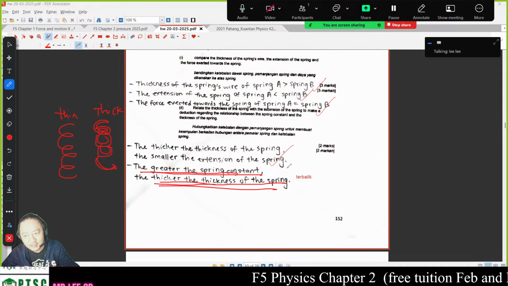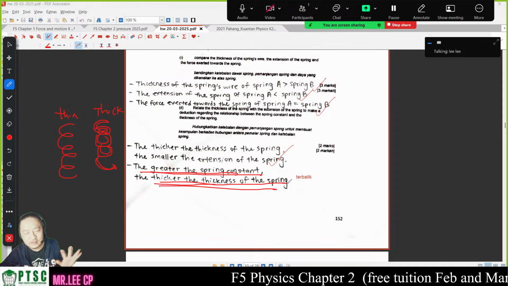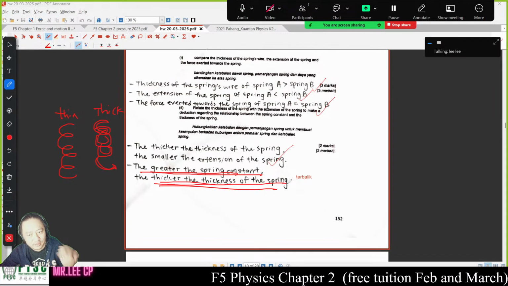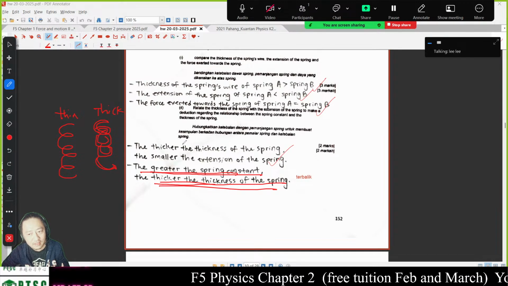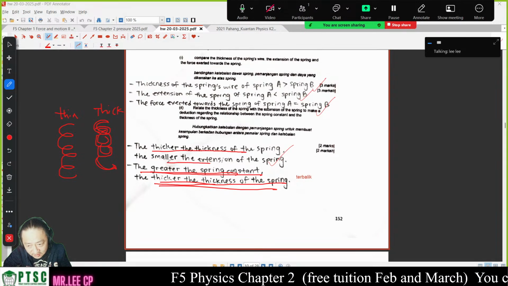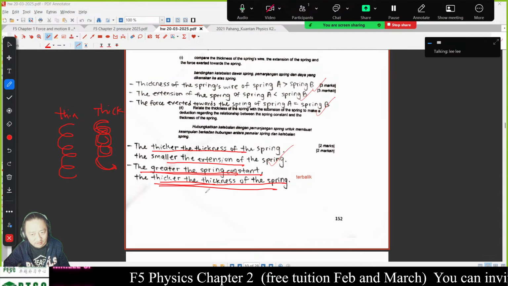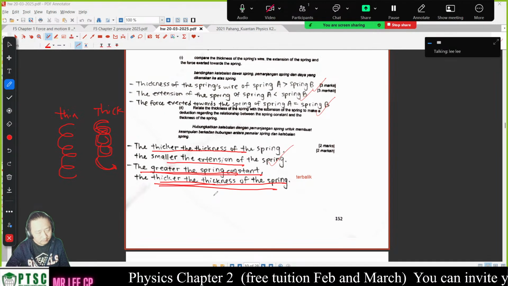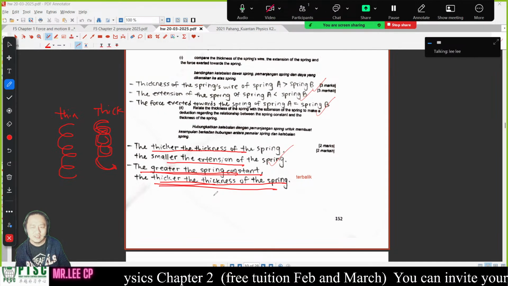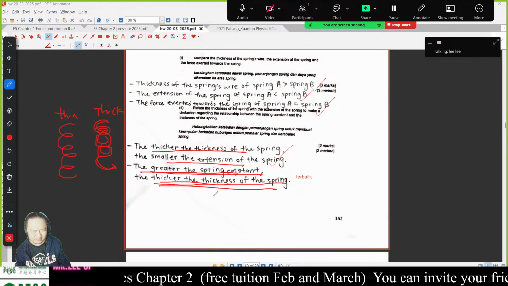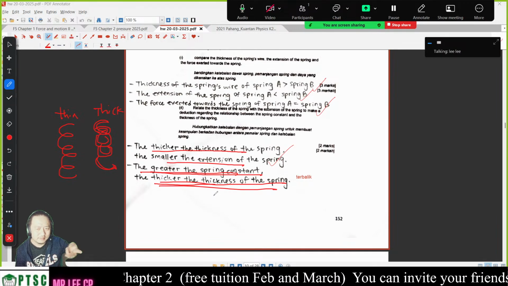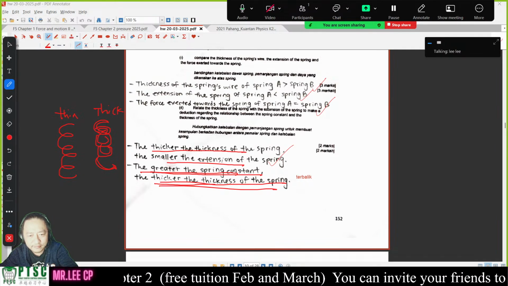So this one you write the other way around. This one cannot be reversed. You must know. Okay. The thicker the spring, the smaller the extension. But this one you cannot write the other way around. The greater the spring constant. Yeah, the content is correct, but you cannot write it reversed. Okay. So this one is normal. You need to be very, very careful.